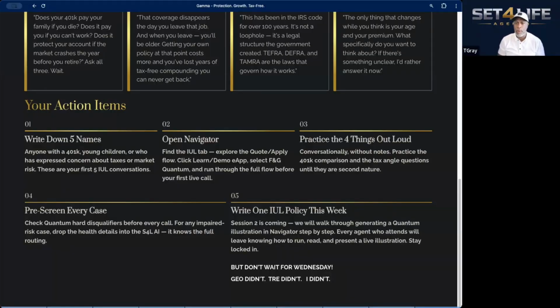Now, here's what we're going to do on Wednesday. On Wednesday, we're going to walk you through generating an illustration. We're going to show you how to read it, how to explain it, how to understand it. But here's the most important words I can tell you today. Don't wait for Wednesday. That's what average people do. Okay, well, I'm going to wait until Wednesday.